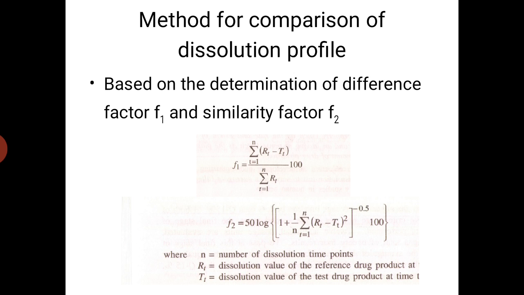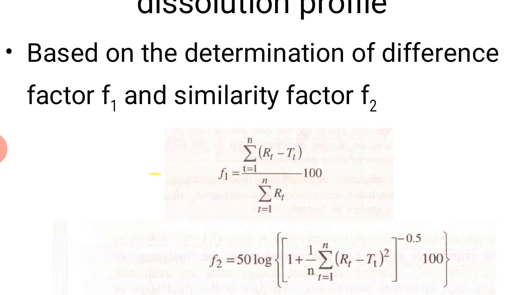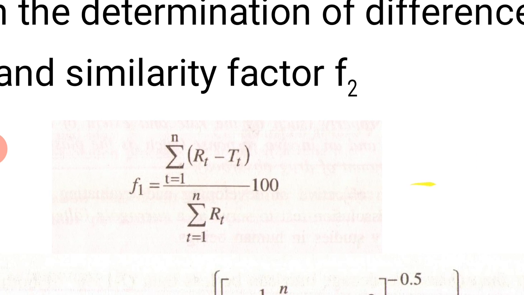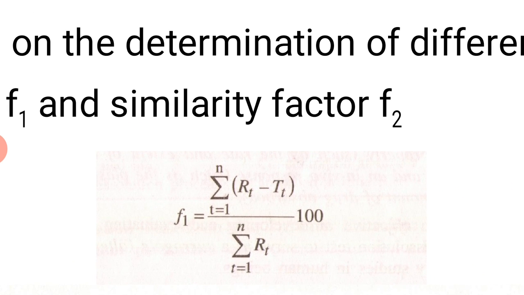Suppose I just tell you how to perform this. Suppose you have dissolution time points, every 10 minutes: 10 minutes, 20 minutes, 30 minutes, whatever it may be. At each time point you have to compare the difference factor of test as well as standard. For the determination of the difference factor F1, this is the equation.